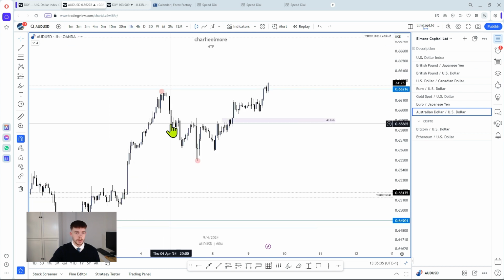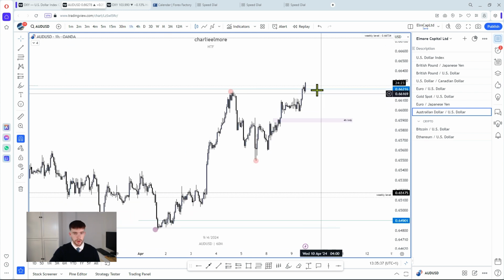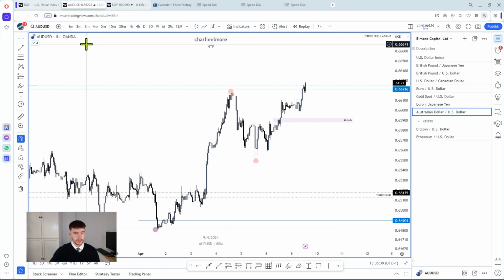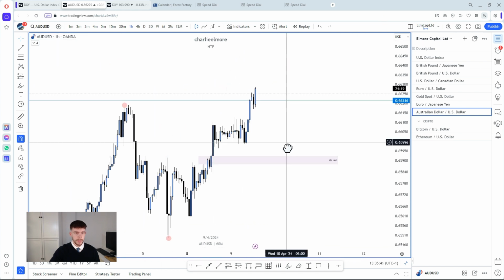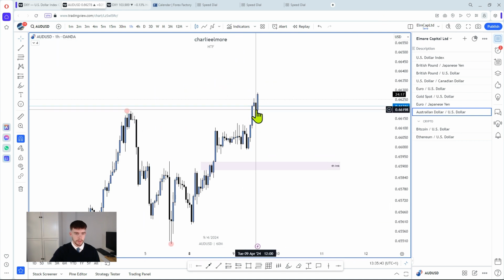Now, similar thing to pound dollar is what we had on Australian dollar, US dollar. So we had a bearish engulfing on the 1 hour. Okay.